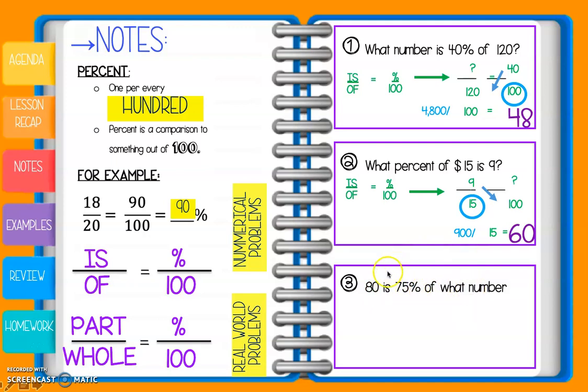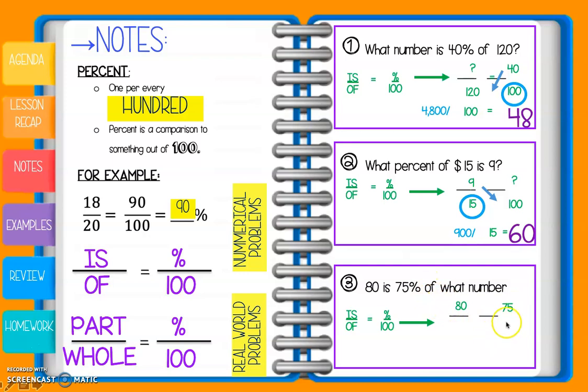We see the words is and of, so we're going to use is over of is equal to percent over 100. Again, that's part of our work. We're going to write that every single time. Then we have our 4 blank spots to fill in. We've got to go in and pick out what is missing. It says 80 is, so where the is written, that's where I'm going to put my 80. It says 75%, so my percent is right here, and I'm going to put my 75 over here.